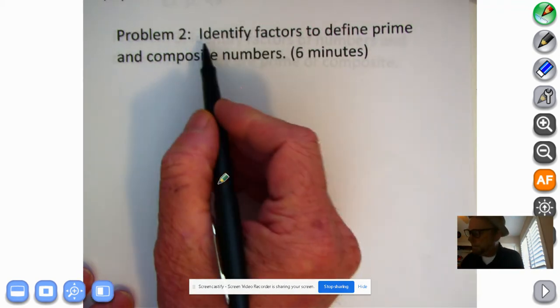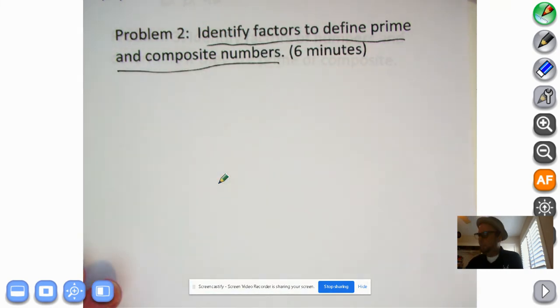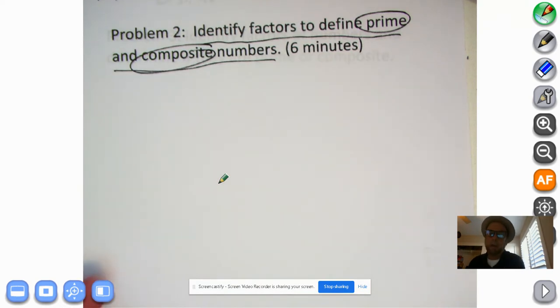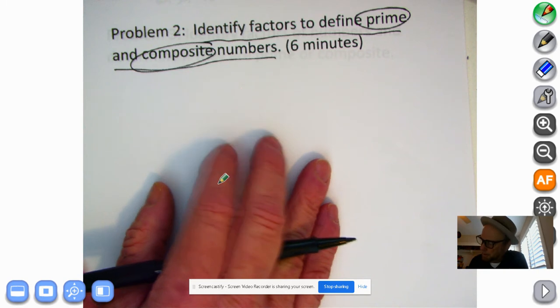And today we're going to identify factors to define prime and composite numbers. Okay, we talked about those two terms a little bit yesterday. We didn't really get into it too much, but prime and composite. Okay, let's think about how we're going to start this off.